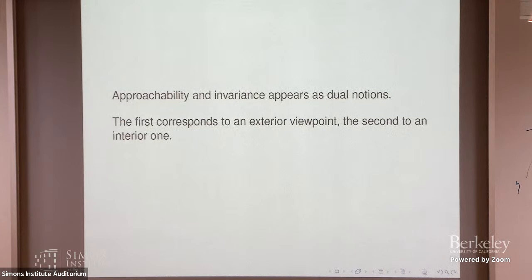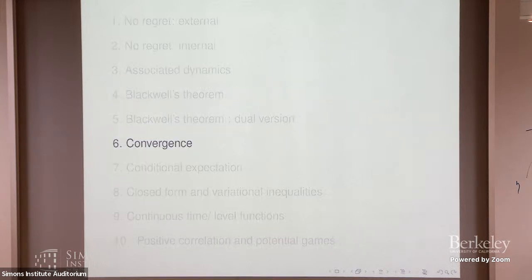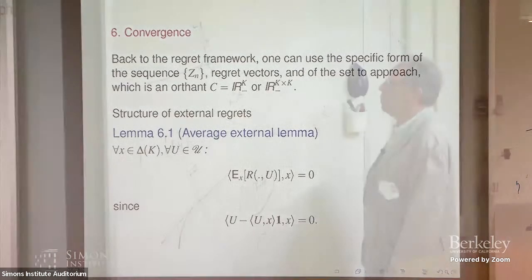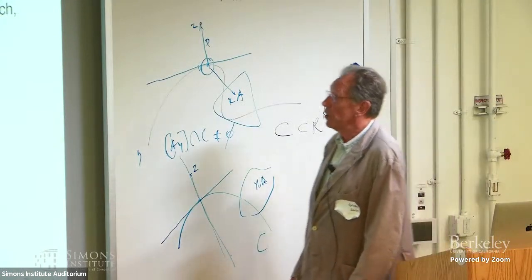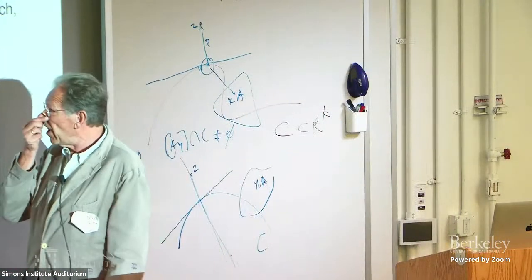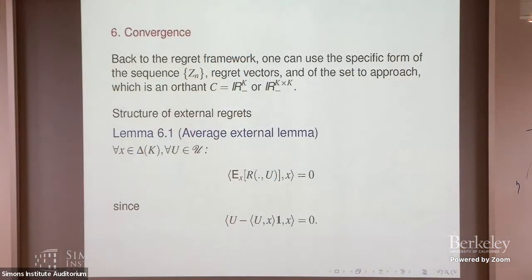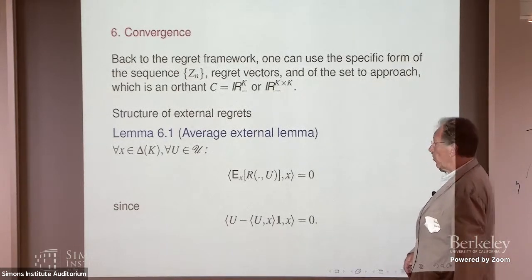Okay, and this is what I wanted to say concerning Blackwell. So let us prove convergence of the regret using Blackwell's theorem. Here we don't need all the strong form of approachability or B set, because the regret has a specific structure, okay? And also we want to approach not any convex set, but an orthant, which has a very, very specific structure. So there are two properties of the regret that will be used.